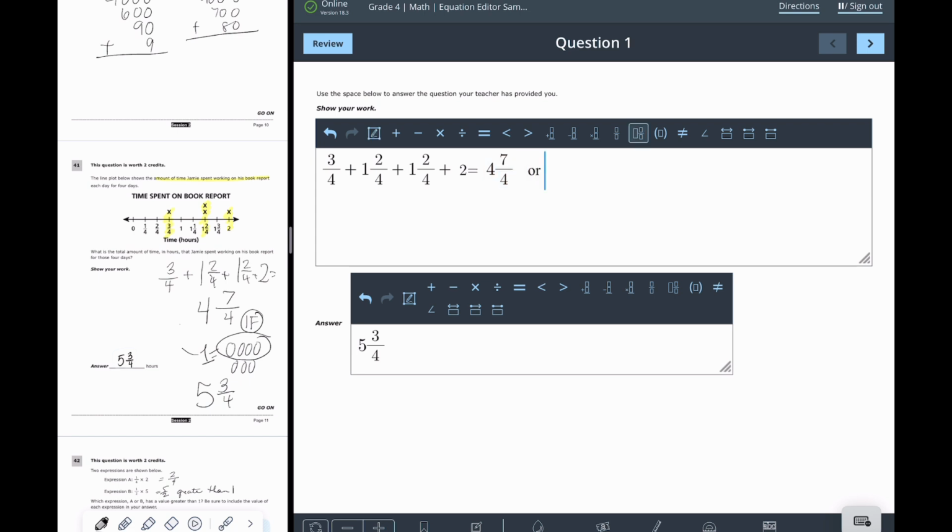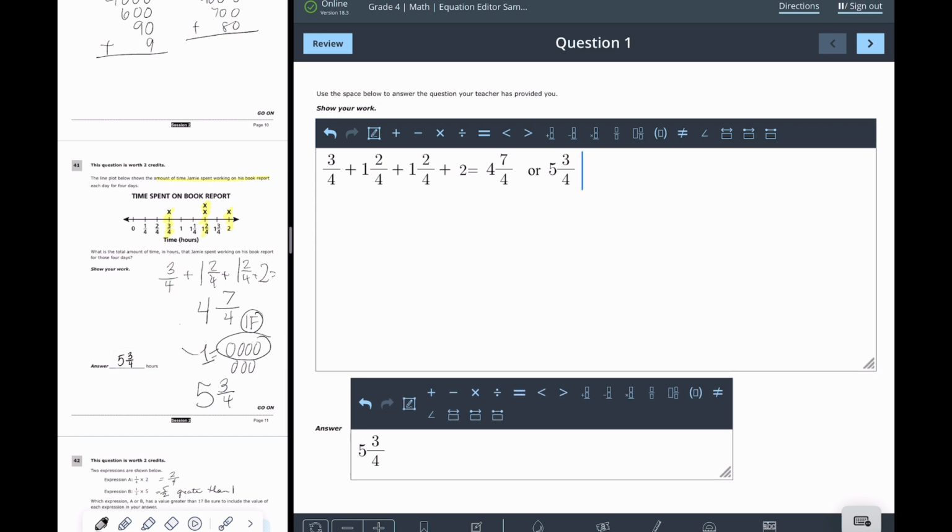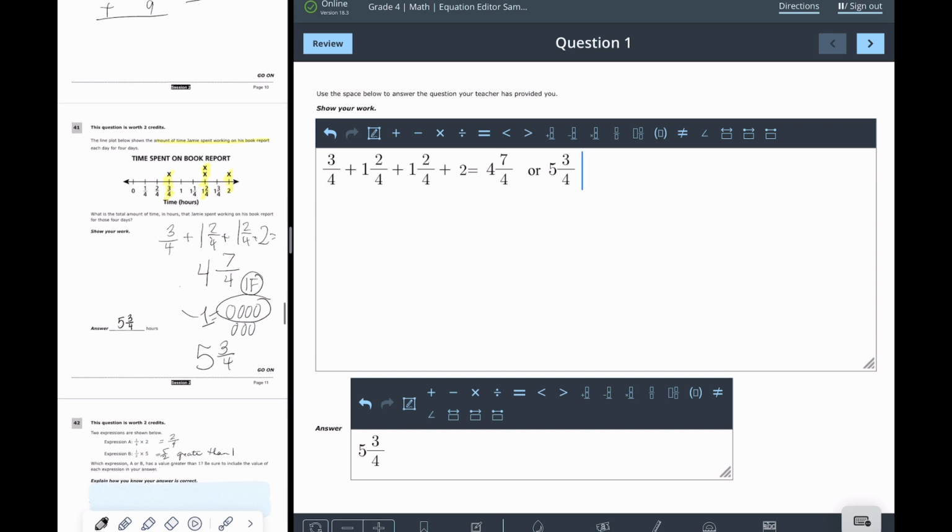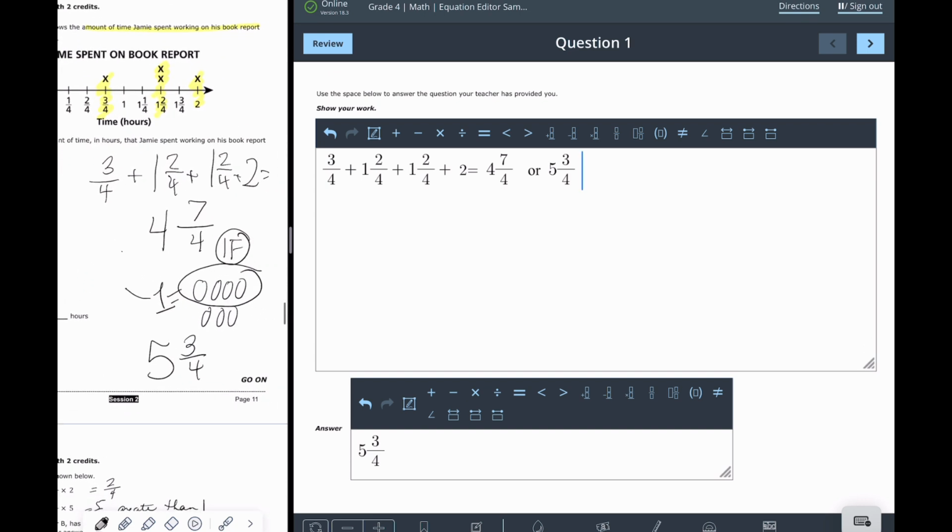or 5 3/4. So that's how I would do it if I was just typing. Literally, that's it. I'm just typing it in. But do you see how it's so much easier? Because I already did this work over here, so I can just figure out what to type in there. Like, I don't have to do all my drawings and pictures if you're just typing. So just know that. But that's all I would have to do to show my work.